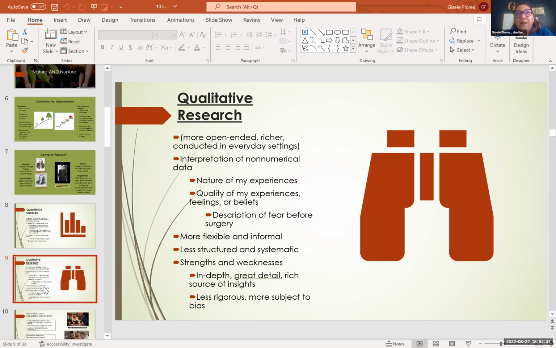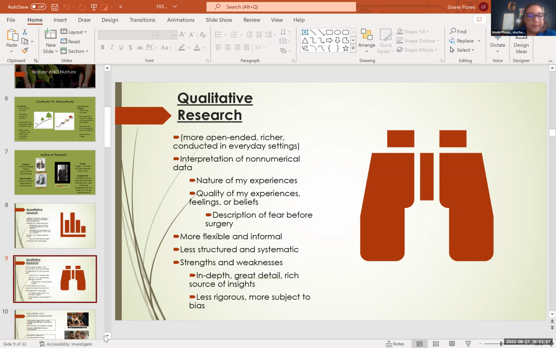So we're looking at the how, but what we're missing from qualitative research is the why. So we don't really get a lot of the why in qualitative research. It's a lot more informal, so it tends to be a little less objective and a little more subjective, but you still get a lot of rich data from qualitative research.